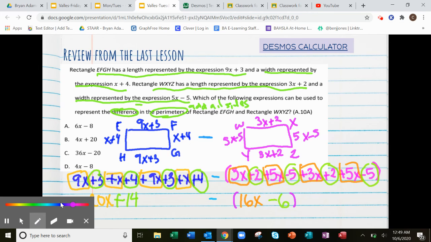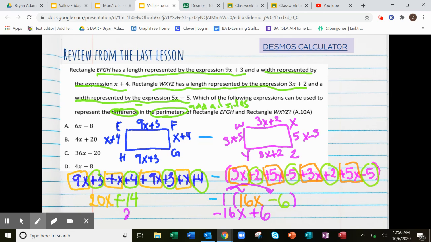We're going to say there's like a 1 in front of that parentheses. So we're going to take this whole thing and distribute that over. We have negative 1 times 16, that's negative 16x. And then we have negative 1 times negative 6. Negative times negative is a positive. And then I'm going to bring all this other part over here down: 20x plus 14.